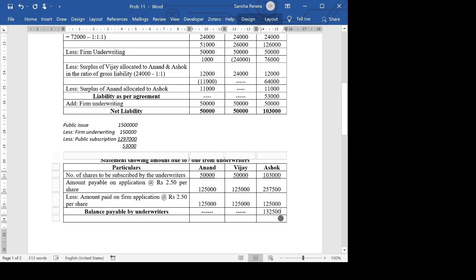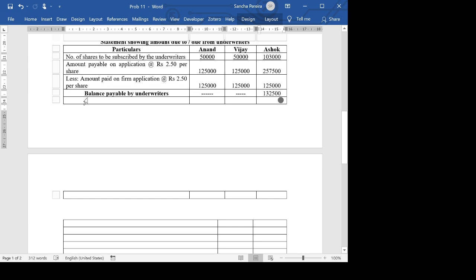If you see here, liability as per agreement, Anand and Vijay don't have to take up anything, hence they do not have to pay anything. But Ashok has to take up 53,000 shares. So if you multiply 53,000 by 2.50, you surely will get this. Okay, so it's 1,32,500. That's the amount payable by the underwriters to the company. So Anand and Vijay do not have to pay anything. They've already paid for their firm application. Only Ashok has to pay.